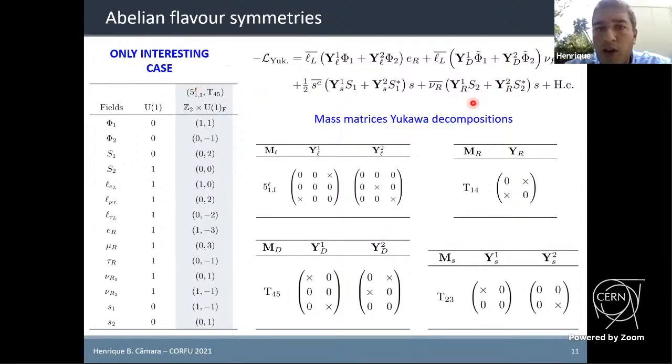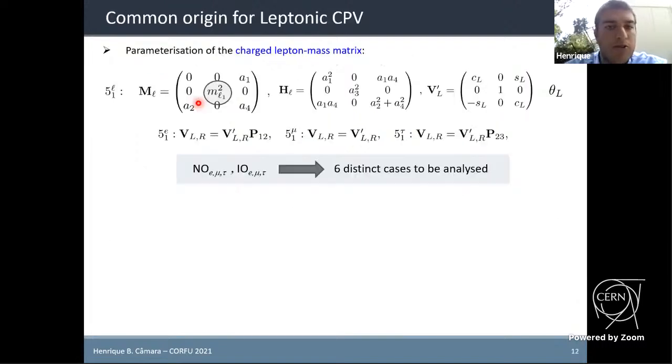So from this Yukawa Lagrangian that I presented, we can obtain the mass matrix Yukawa decompositions for this case, which are shown in these tables. Now let's look closely at them. First of all, in the charged lepton mass matrix, notice that the 2-2 entry corresponds to a charged lepton mass, which is a decoupled state. Therefore, you have 3 possibilities, electron, muon, and tau, times the 2 neutrino mass orderings, which leads to 6 distinct cases to be analyzed.